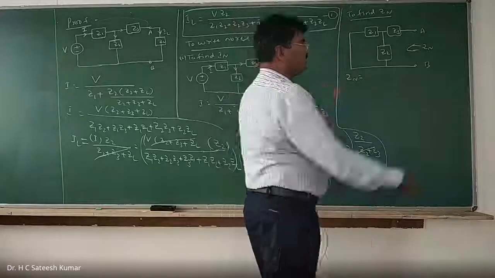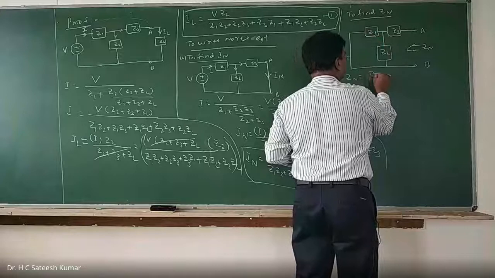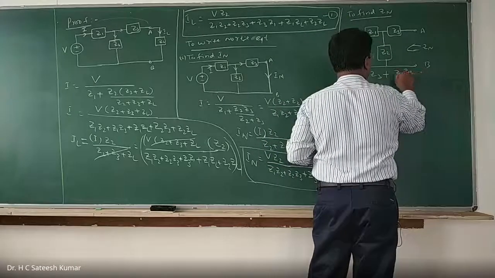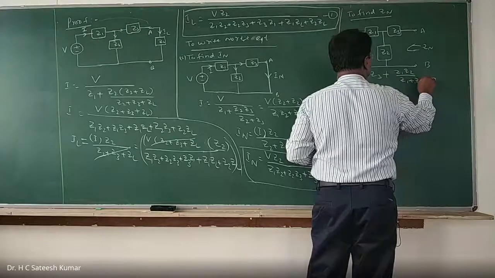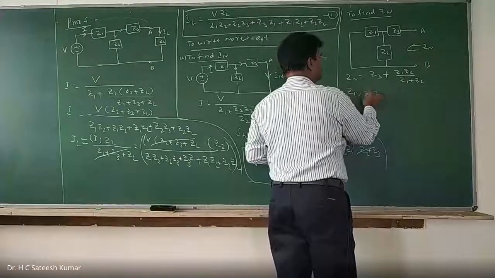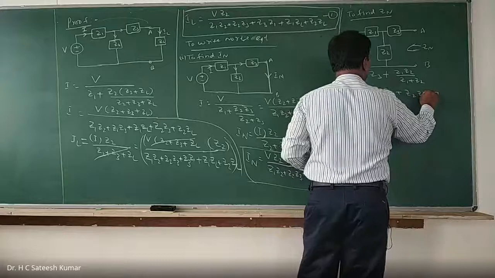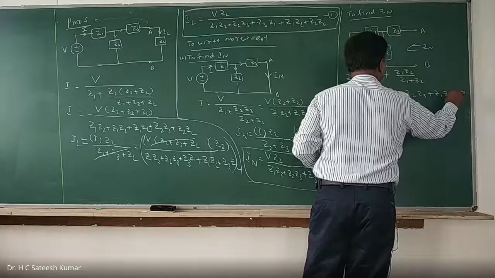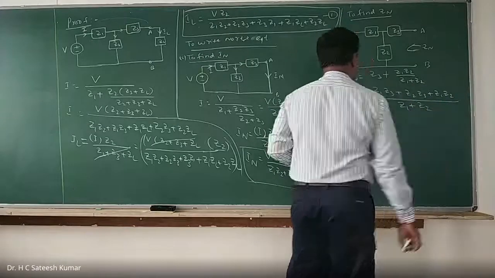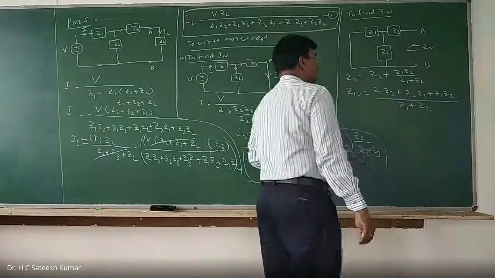Impedance seen from this side means what? Z3 plus these two in parallel. What will you get? Z3 plus Z1 Z2 divided by Z1 plus Z2. Okay, take the LCM. Zn is equal to Z1 Z3 plus Z2 Z3 plus Z1 Z2 divided by Z1 plus Z2. So now what is that? We can write it. Zn we got it.